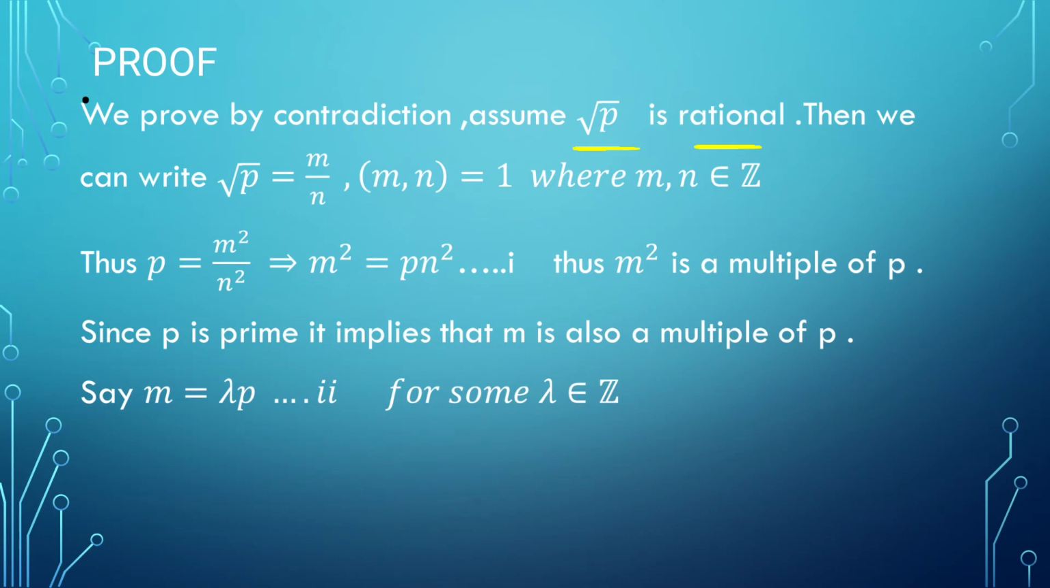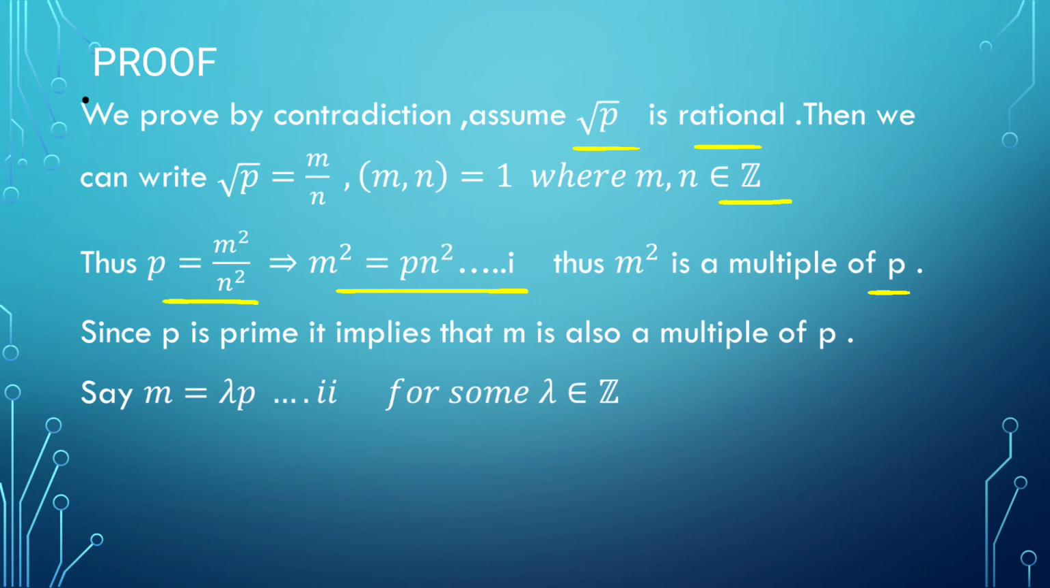And remember, m and n are integers. So if you square, this becomes true. Rearranging to make m the subject of the formula, we come up with the first equation. We keep it there. Then next, that will imply what? It will imply that m squared is a multiple of p because it's n squared times prime. Okay, it's a multiple of p.